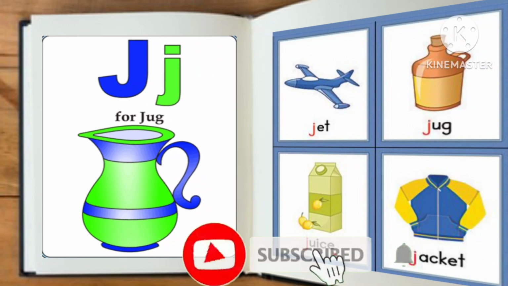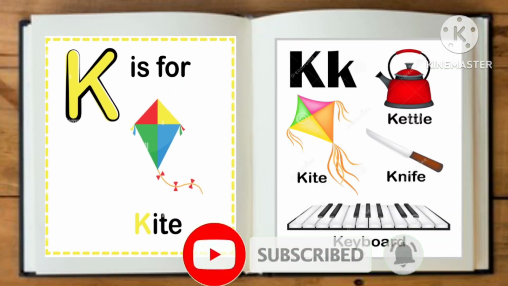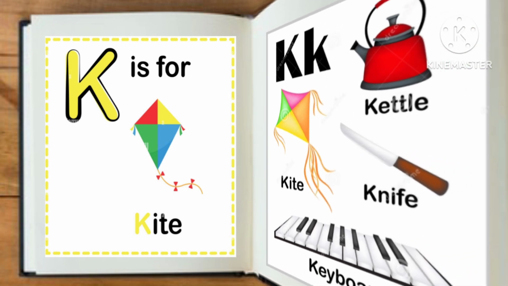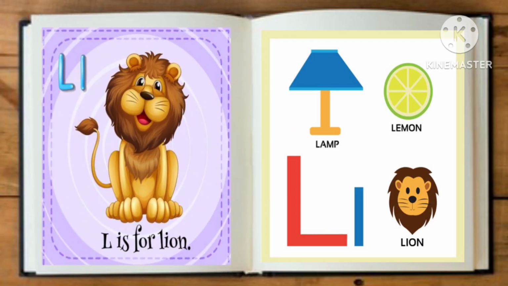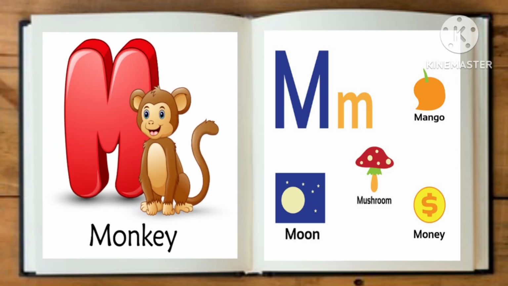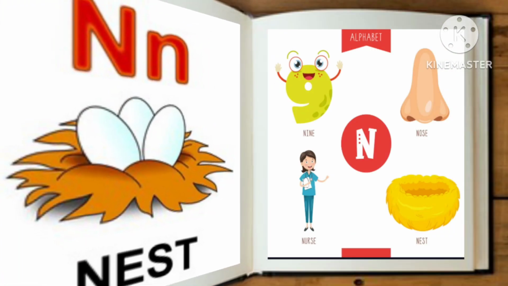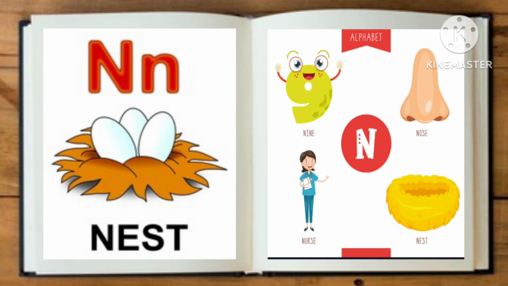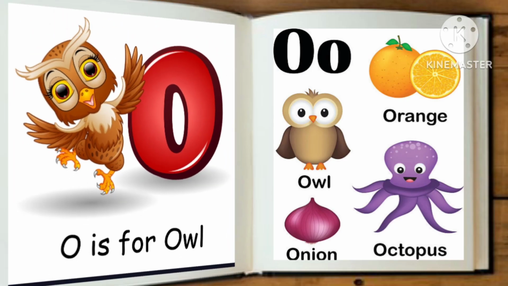K for kite. L for lion. M for monkey. N for nest. O for owl.